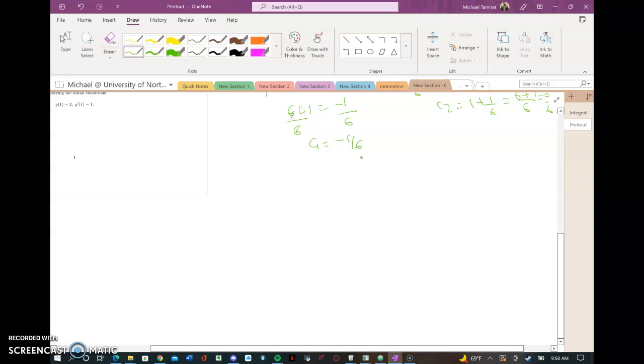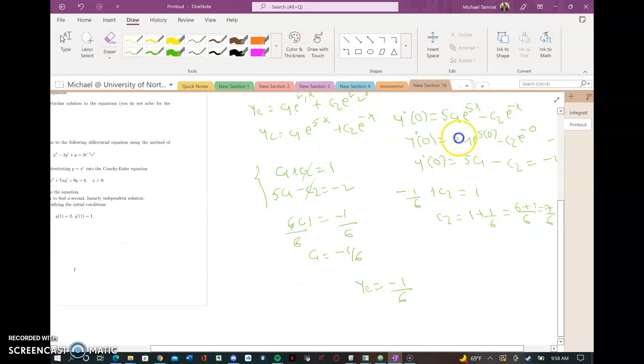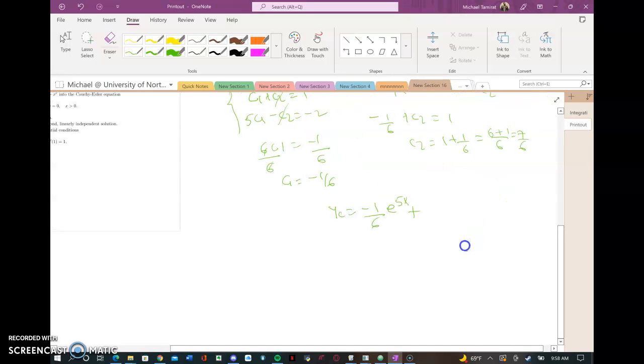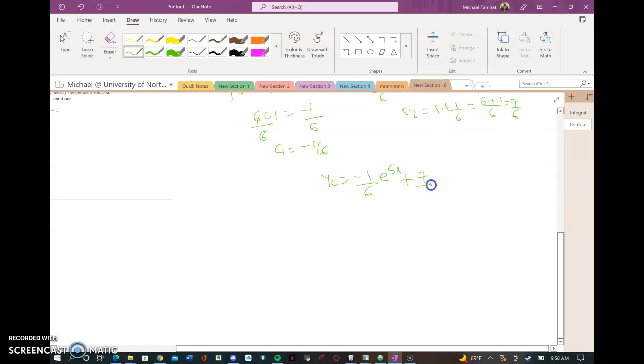So our final equation is going to be y equals negative 1 over 6 e to the 5x plus 7 over 6 e to the negative x. That would be our final equation.